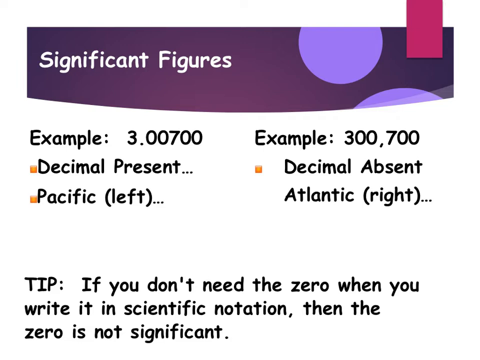Now, what does it mean to start from that number? What do I count? Let's look at our decimal present version. Coming from the left, the very first non-zero number that I hit is the 3. So it means I'm going to start counting at 3 and count to the end of the number, giving me 6 significant figures. With the example on the right, decimal absent, when I come from the right, the first non-zero number that I hit is the 7. So that means that I would count only 4 significant figures. The numbers that you skip are placeholders.